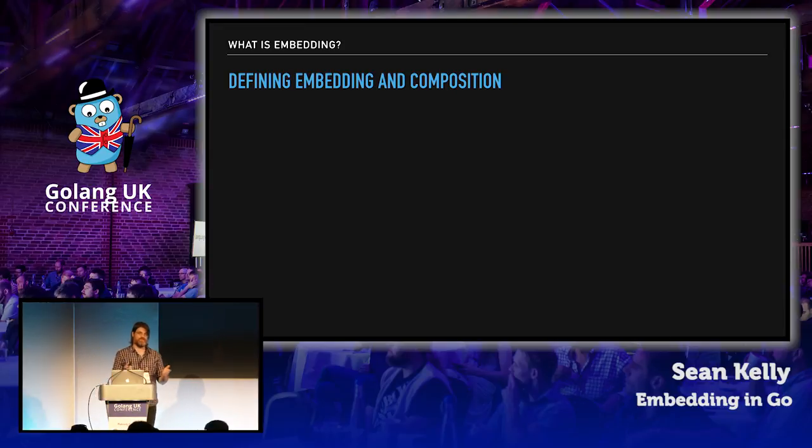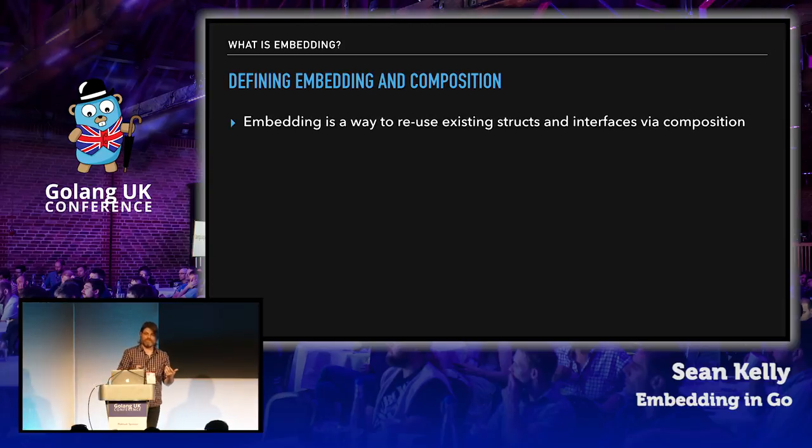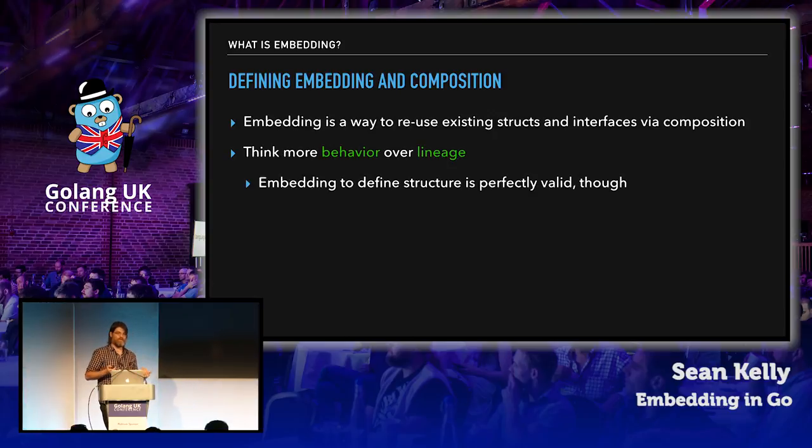If we were to take a step back and define embedding, composition and inheritance: embedding is a way to reuse existing structs or interfaces via composition. And when you do this, you should really think more behavior and less lineage. One of the things that you can do with classical inheritance is define the lineage of something, where it came from and all the things that it is, as opposed to all of the behaviors that comprise that object. That said, you don't necessarily just have to think about behaviors. You can also embed as a way to build up your struct from first principles and to reuse other structs. There's nothing really wrong with that at all.